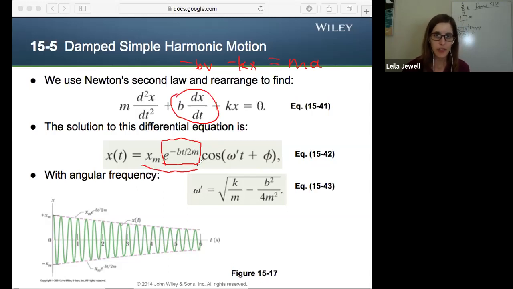The other slight modification here is that the angular frequency is slightly modified. That's why it's omega prime. Prime in our textbook isn't a derivative. It's just saying modified. So the slightly modified angular frequency can be found with the square root of k divided by m minus b squared over 4m squared.